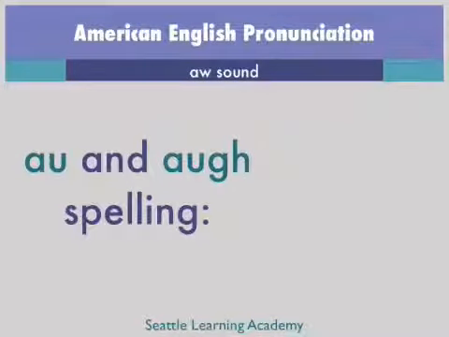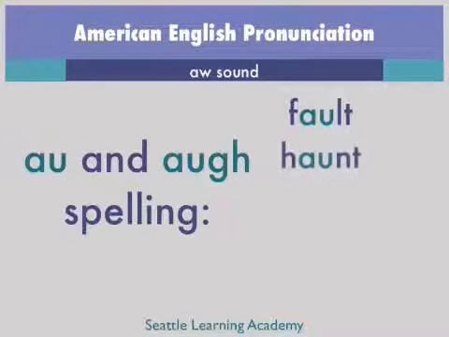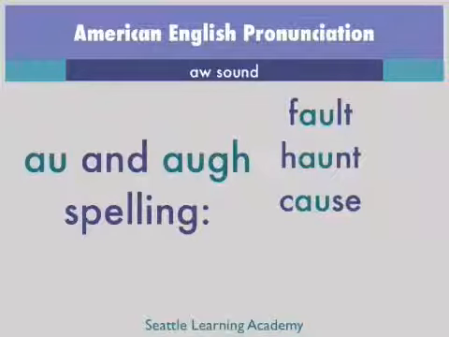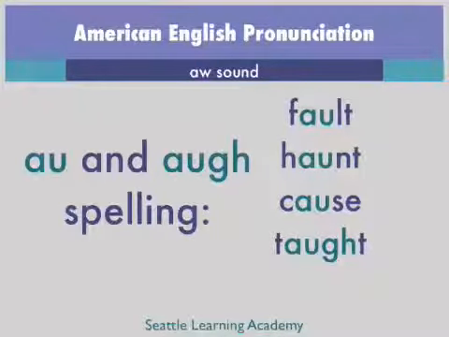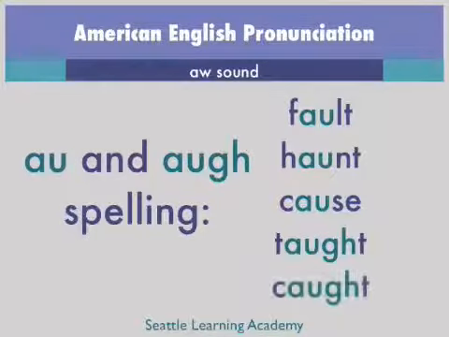Here are examples of words with the AW sound being spelled with the letters AU and AUGH. Fault, haunt, cause, taught, caught.